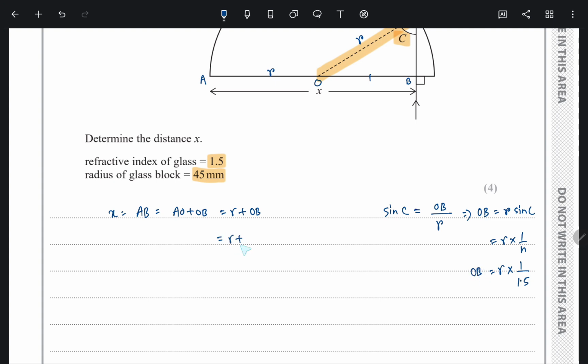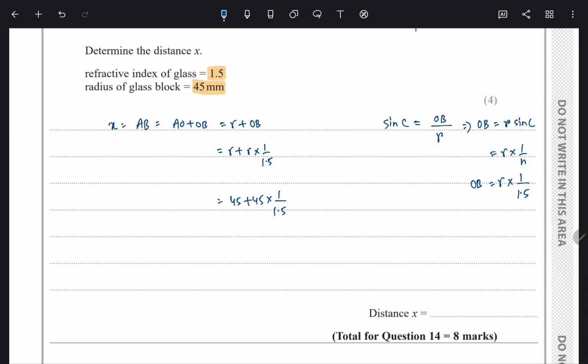So that's going to be R plus R times 1 by 1.5. And the radius is given as 45 millimeters. So 45 plus 45 times 1 by 1.5, and so that's going to be 75 millimeters. Distance x is 75 millimeters.